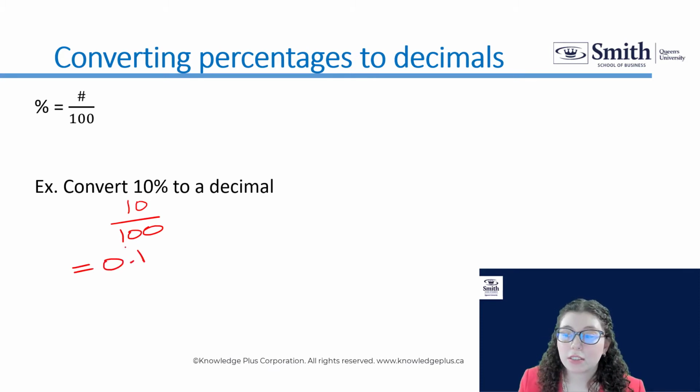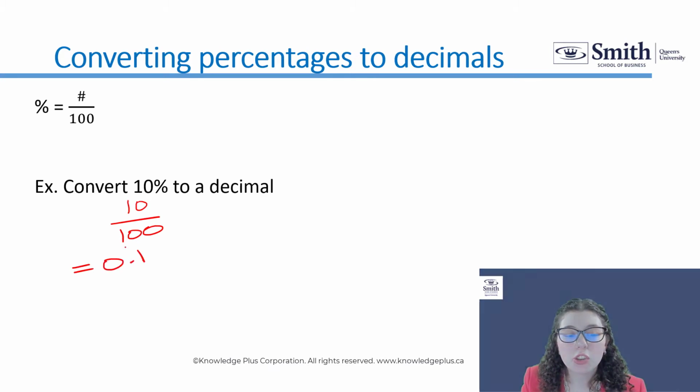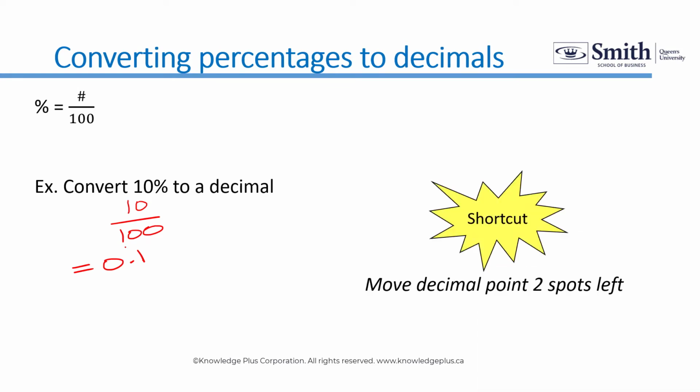But there's a shortcut. To convert a percentage to a decimal, we can move the decimal point 2 places to the left. We can move the decimal point 1 spot and then 2 spots, and this also gives us the decimal, which is 0.1.